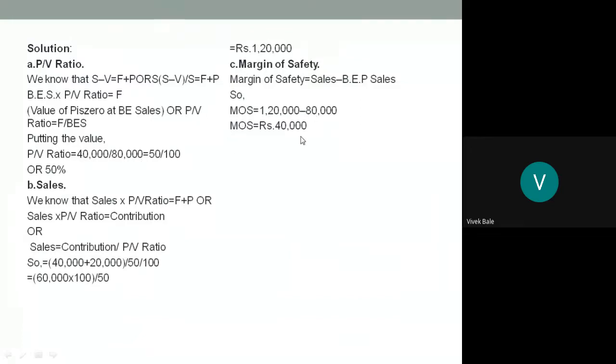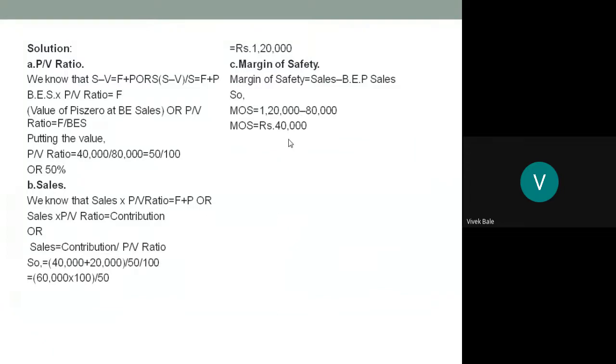It means that we have earned sales of rupees 40,000 more than the break-even point sales, which was 80,000 rupees. Our total sales was 1,20,000, out of which BEP sales was only 80,000 and margin of safety sales was 40,000. So our margin of safety is only 40,000 rupees.